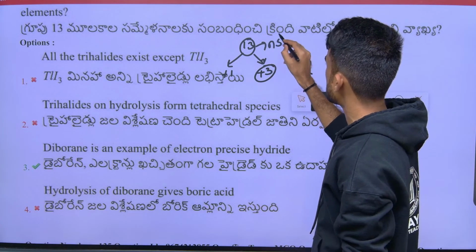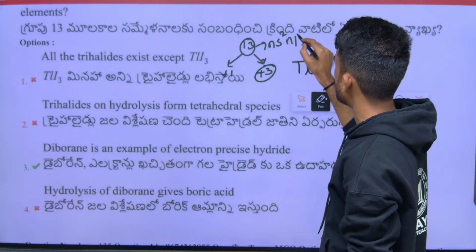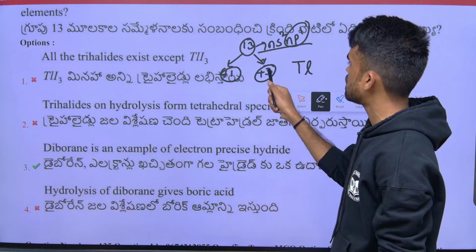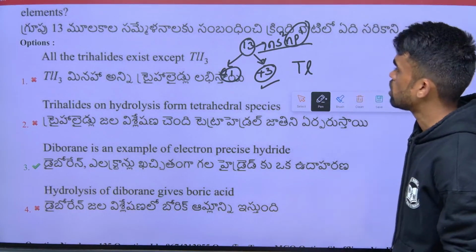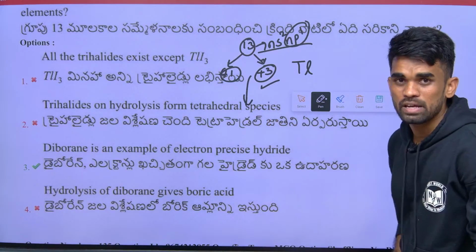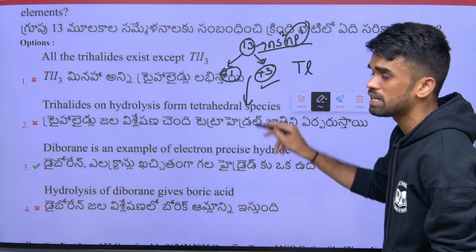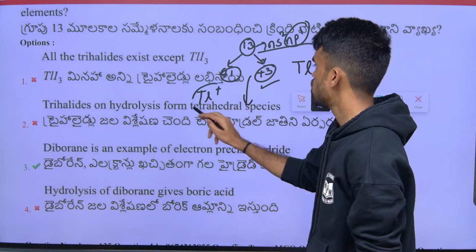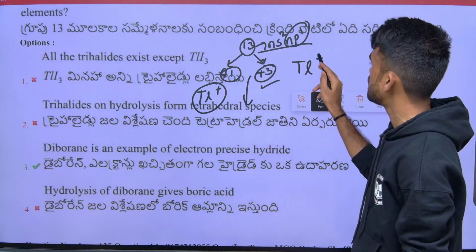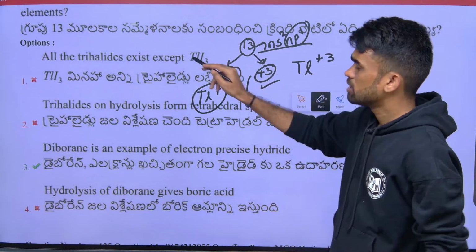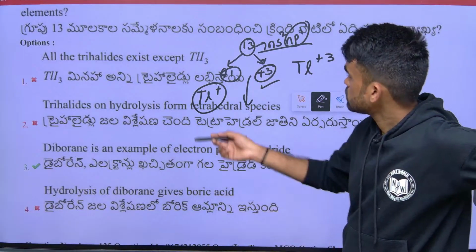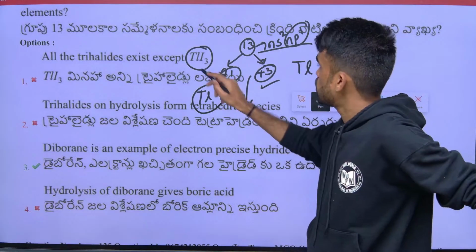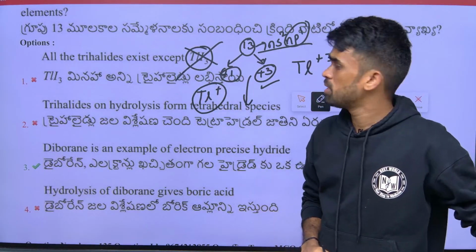Because its general electronic configuration is ns2 np1. By losing one electron, this p orbital electron, it will become +1. By losing all 3 electrons, it becomes +3. Now down the group, due to inert pair effect, the +3 oxidation state stability decreases. So thallium will have only +1 oxidation state compounds, because the +3 oxidation state is very unstable for thallium. Therefore it cannot form thallium iodide in the +3 oxidation state. Therefore this is unstable and it won't exist.